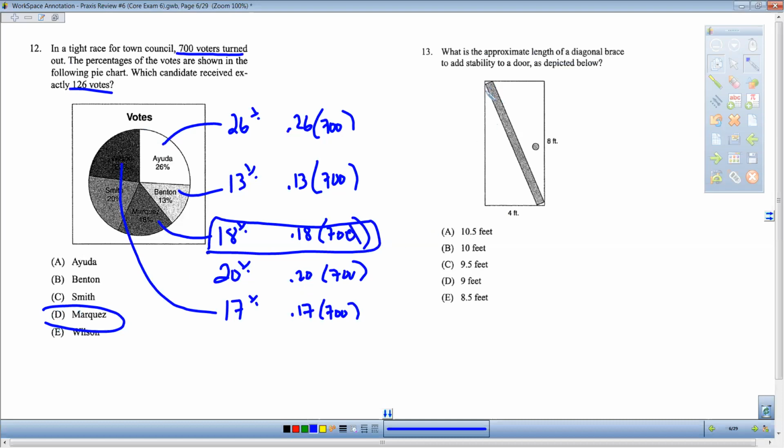Number 13, we see Pythagorean theorem involved in this. What's the appropriate length of the diagonal? So notice that we have, if we look at it this way, we know that this is 8 and this is 4, so we're looking for the diagonal. So this is going to be Pythagorean theorem, so 4 squared plus 8 squared equals c squared. So this is 16 plus 64 equals c squared. And so this is 80 is equal to c squared.